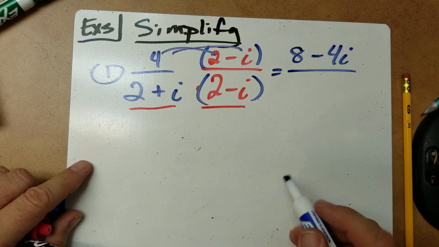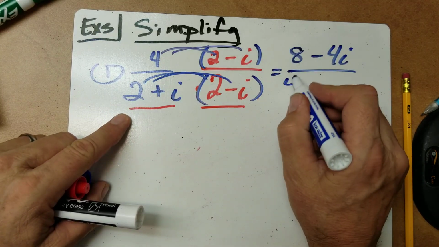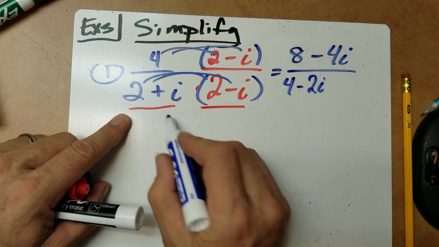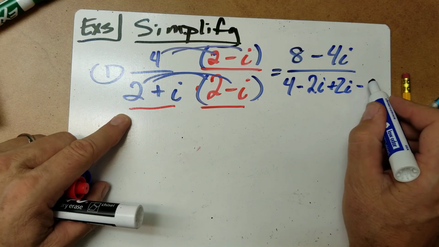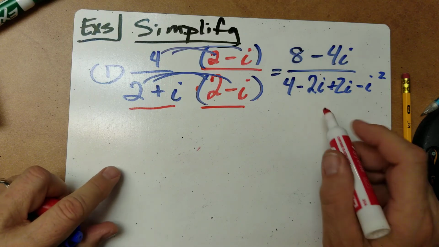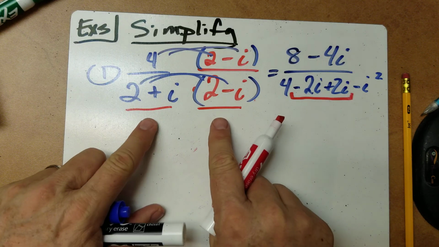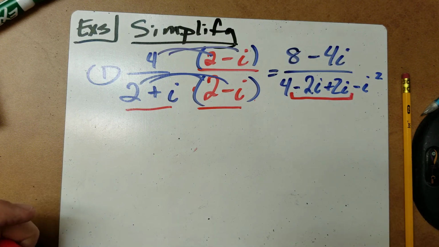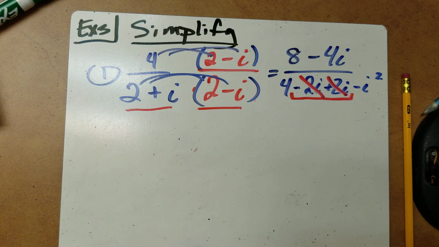What does that give me on the bottom? Well, again, I'm going to distribute. I'm going to do FOIL. 2 times 2 is 4. 2 times this negative i is negative 2i. i times positive 2 is positive 2i, and then this is going to give me a negative i squared. This is what I wanted you to see right here. Take a look. This is what happens when you're multiplying two binomials that are basically the same, but one's positive, one's negative. This is exactly what we wanted to have happen. That's going to cancel out, getting rid of our imaginary numbers.